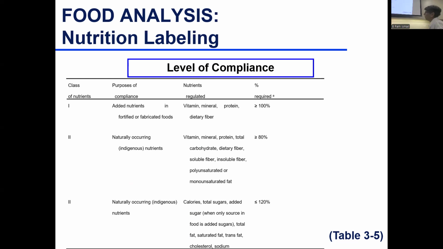Last part here is for things that you don't really want to consume more of than what they say on the label. Calories, you're watching your diet, you don't want to be taking more than what the label says. Total sugars, added sugars, total fat, saturated fat, trans fat, cholesterol, sodium. Anything that can have negative implication on us. So these should be equal or less than 120%. Okay, so if you have 100 calories on the label and they measured it and it turned out to be 140, you're in trouble. You have up to 120 calories that you can be off.